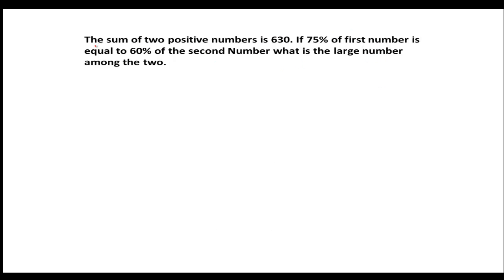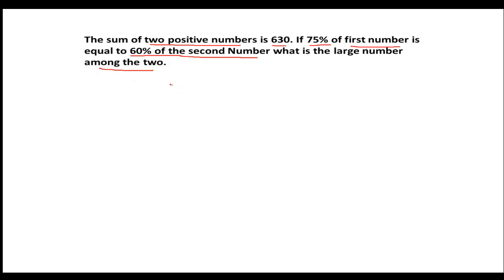Here is the first question on the screen. The sum of two positive numbers is 630. If 75% of the first number is equal to 60% of the second number, what is the larger number among the two?